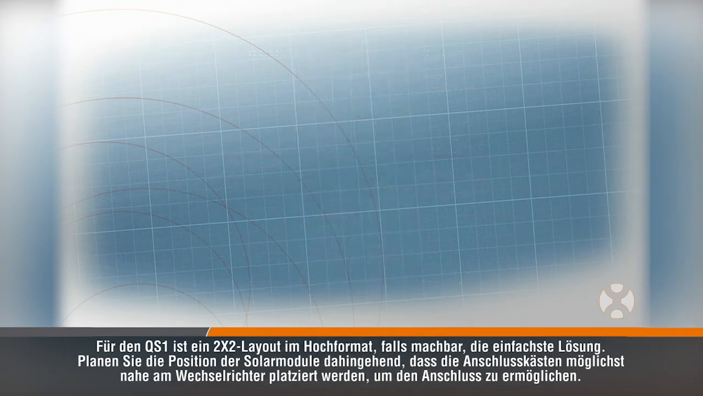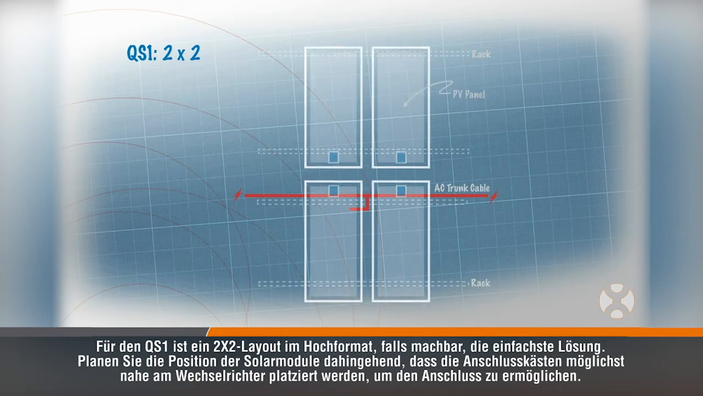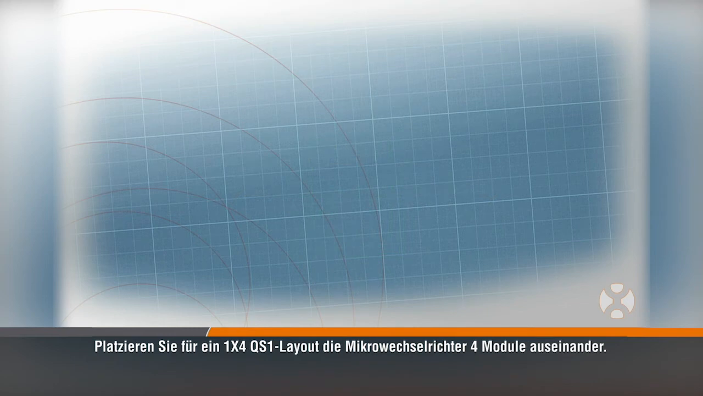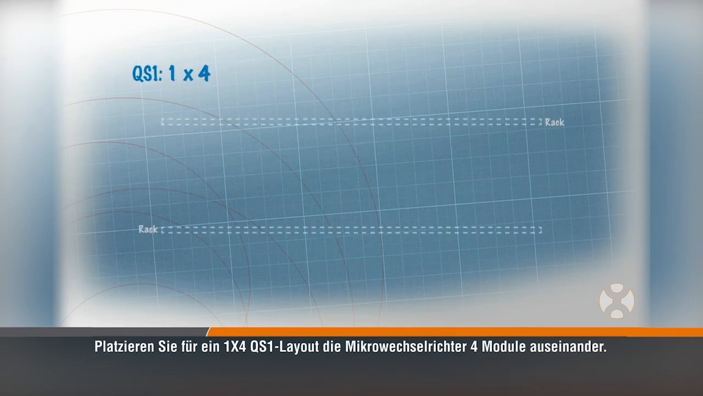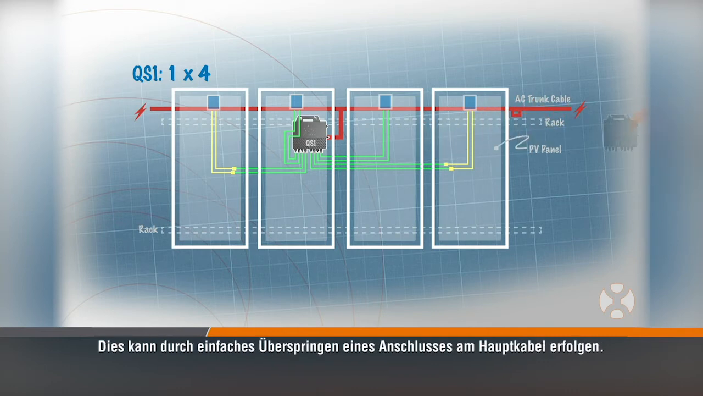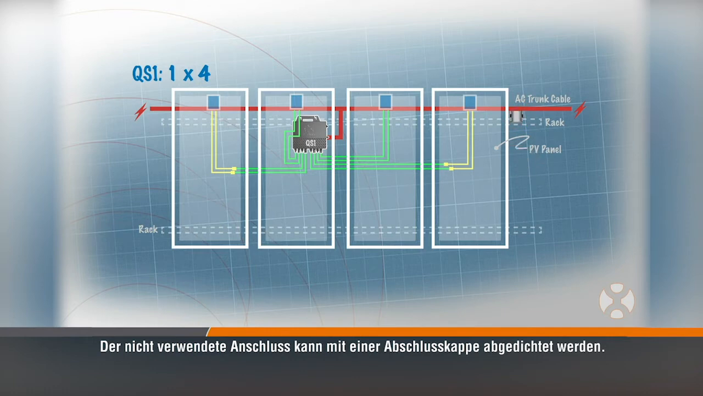For the QS1, a 2x2 portrait layout is the most convenient whenever possible. Plan to position the PV modules so the junction boxes are placed as close to the inverter as possible to enable connection. For a 1x4 QS1 layout, place the microinverters 4 modules apart, which can be done by simply skipping one terminal on the trunk cable. The unused terminal can be sealed with a terminal cap.